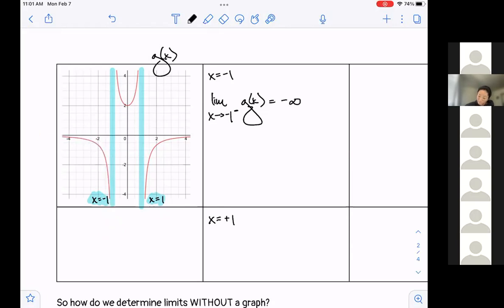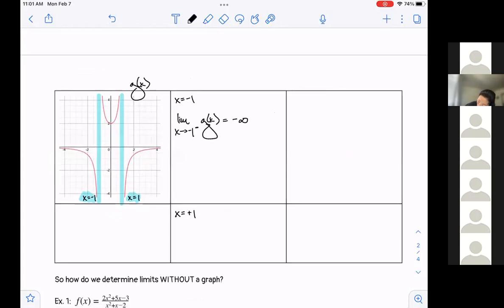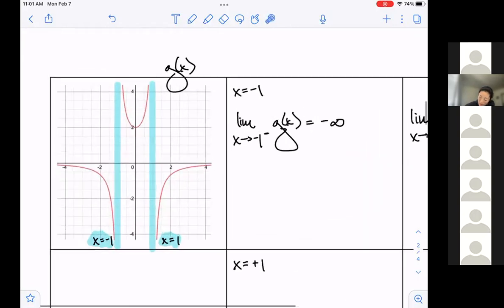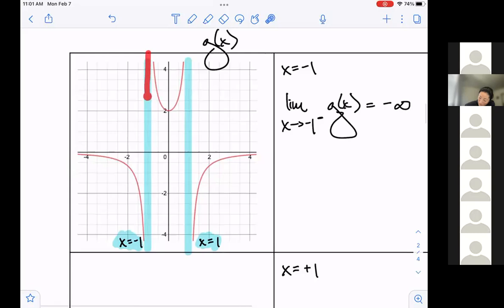Okay. All right, what about the limit as x approaches -1 from the right for g of x? Yeah, so I see a +infinity. All right, so keep in mind, this is the vertical asymptote I'm looking at, and I'm coming from the right, and it's going up to positive infinity. Okay.